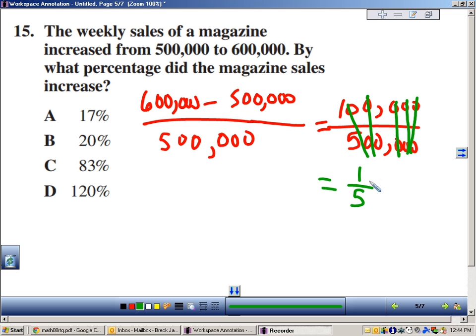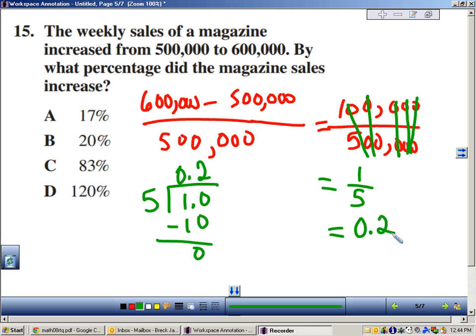But if you haven't memorized that, then you would take 5, the denominator, into the numerator. 5 goes into 1 0 times. Add a decimal and a 0. 5 goes into 10 twice. 5 times 2 is 10. Remainder of 0. The decimal number is 0.2. Moving it over 2 spots to the right, you end up with 20.0, which is 20%. Okay?